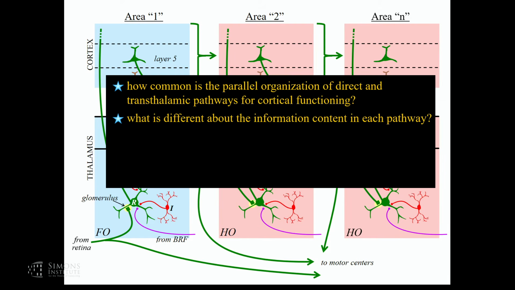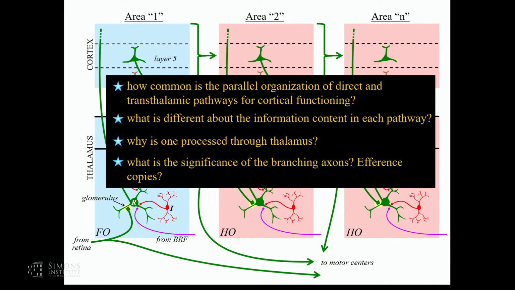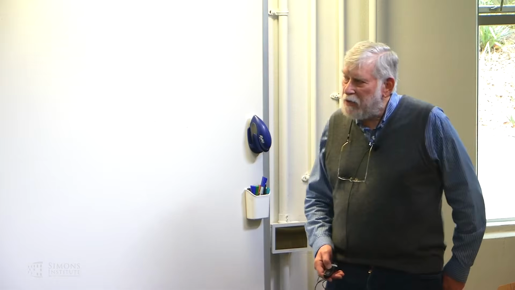What is different about the information that's going direct as opposed to through thalamus? Presumably different kinds of information are being sent through each pathway. And what is the difference? And why is one processed through thalamus instead of going directly? What's special about that information route that it takes a thalamic route? And finally, what is the significance of these branching axons? These are the four questions that we and other labs are trying to get a handle on. And that's pretty much where I can leave it for now. Maybe some discussion later.